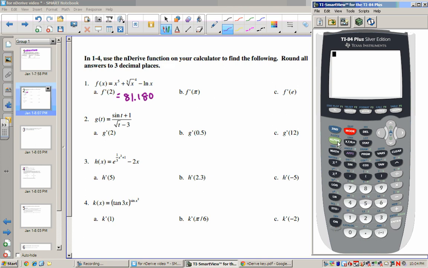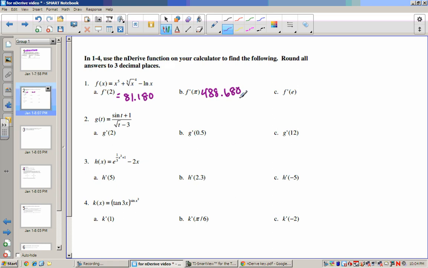And now if I do second entry, the one I just had, it looks the way it would if you did it. So nDerive, x to the 5th plus x raised to the 4/3 minus natural log x, x comma, and this time I want to do it at pi. So I have second pi, and press enter, and there's my next answer, 488.680. So let's put that one in there, 488.680. I also want to point out, if you're rounding to 3 places and the third one is a 0, you still have to write that 0 to show that you were going to 3 places.